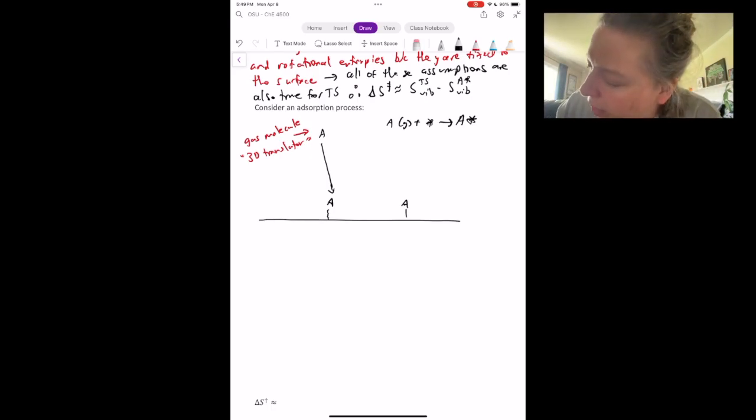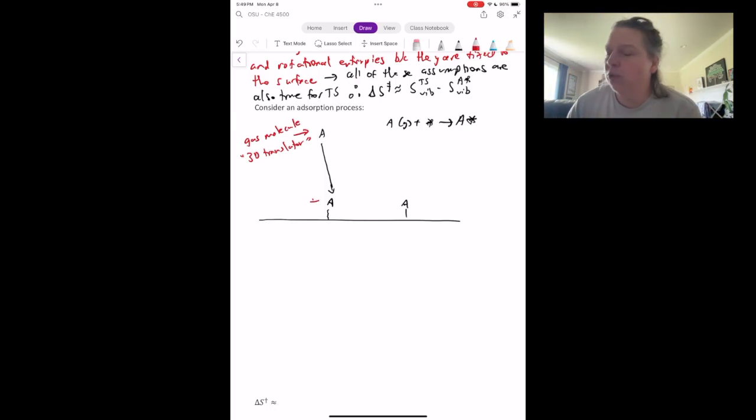And so the assumption here is that A can translate along the surface, in the lateral dimensions, kind of freely in these two dimensions now. It can't leave the surface without desorbing. If it desorbs, though, it's gas phase A, not adsorbed A. But as long as it's on the surface, it has now 2 degrees of freedom. So the hypothesis here, or the model that we're going to use, is that this is a 2-dimensional translator.